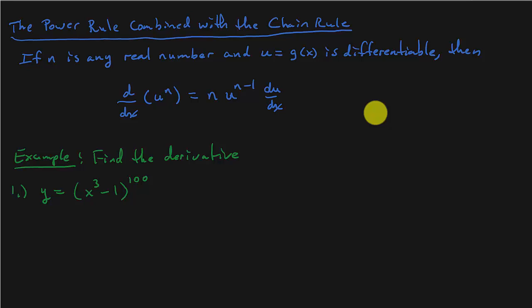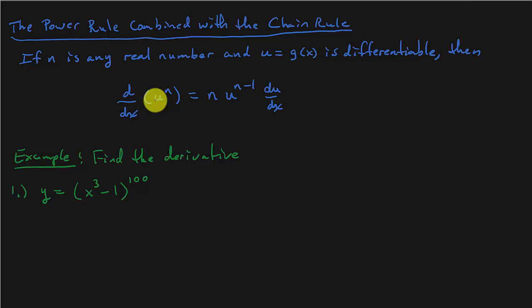So the power rule combined with the chain rule says: if n is any real number and u equals g of x is differentiable, then the derivative of u to the n with respect to x is equal to n times u to the n minus 1 times du dx. So this is like that power rule that you learned earlier in the course. The exponent comes down, subtract 1 from the exponent, and then it's times the derivative of this function right here.